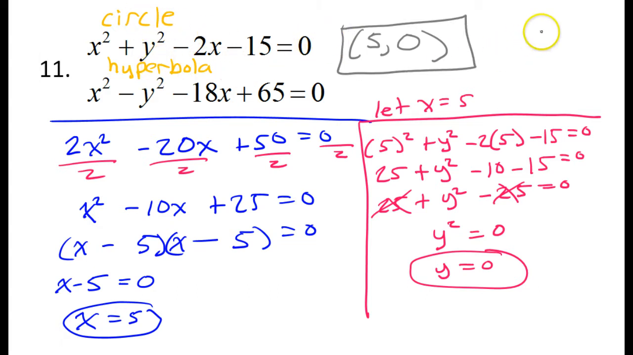I'm really curious how a circle and a hyperbola will wind up intersecting at exactly one point. So this should be interesting to see. Let's take a look at Desmos.com and see how that played out.